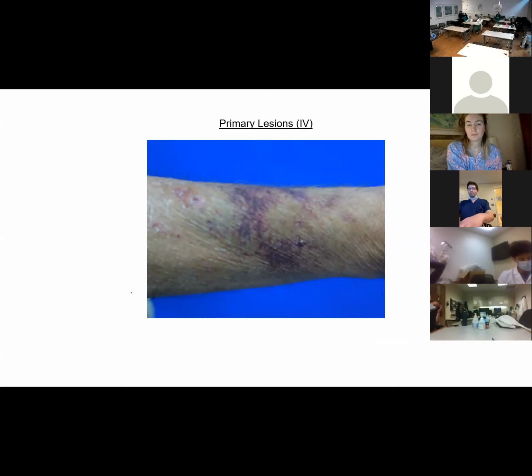Yeah, ecchymosis, purpura. Absolutely. So this is like purpura, a non-blanching rash, or you could say ecchymosis as well. Purpura is usually smaller, ecchymosis is a little bigger, so either one of those is good.